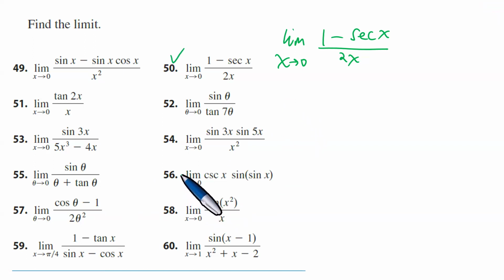Okay. Mm-hmm. That you can see what to do. We can see exactly what to do.